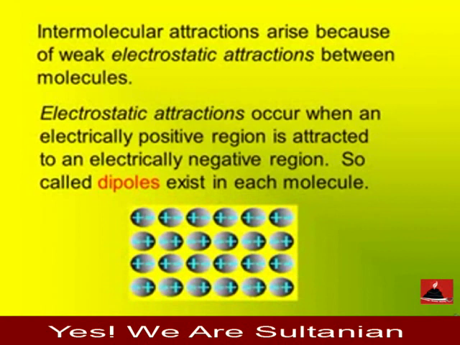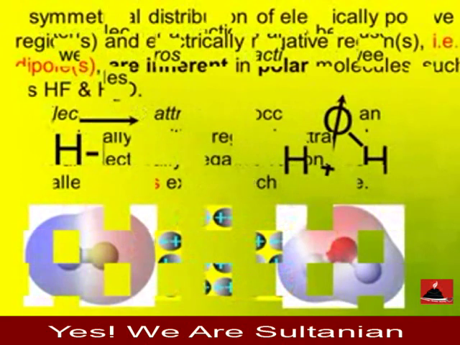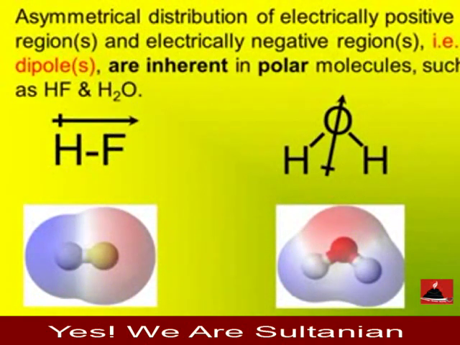And notice how the molecules are oriented in the speck of solid. The positive end of one molecule is attracted to, or lined up with, the negative end of another molecule. And this continues throughout the speck of solid. Asymmetrical distribution of electrically positive regions and electrically negative regions, i.e. dipoles, are inherent in polar molecules.